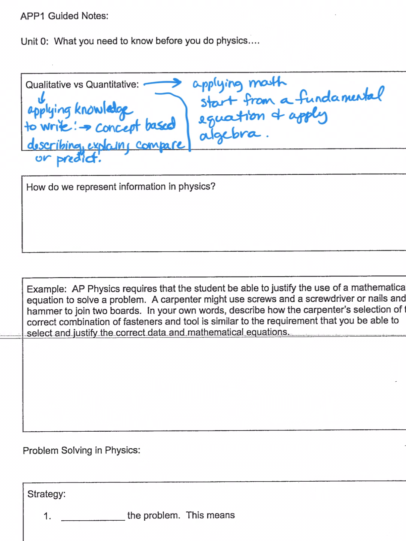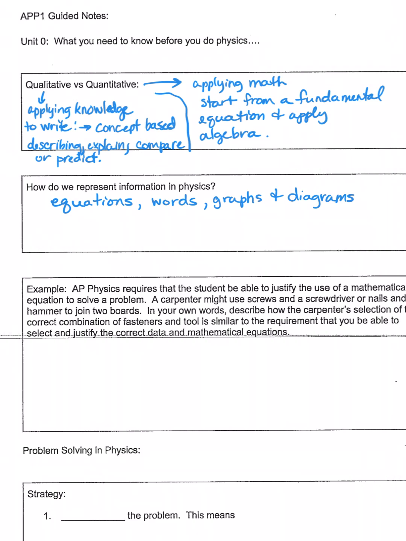Now, how do we represent information in physics? There are four main ways we represent information in physics. We're going to start with equations. We could use words. Equations are quantitative, words are qualitative. But we also have graphs and diagrams. The cool thing about graphs and diagrams is those bridge the gap between equations and words, in other words, between qualitative and quantitative.